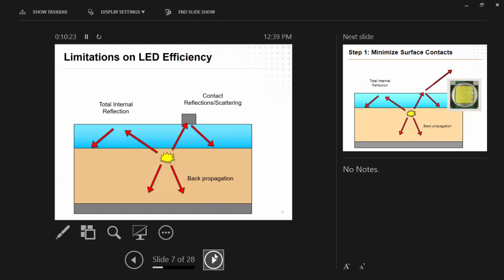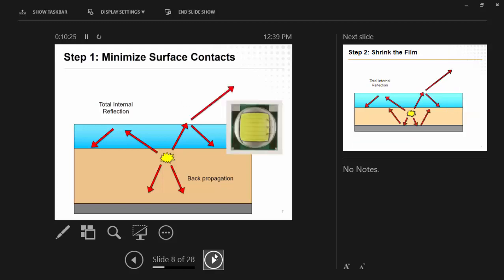So one by one, let's say we minimize surface contacts. That's not too difficult to do. This is a fun little close-up picture of an LED die. You can see the little metal traces here in this very sparse grid, and they're trying very hard to minimize the blockage. In principle, I could just have a solid piece of metal, and I would have perfect diffusion of the electrons through the semiconductor, but it would just block all the light.